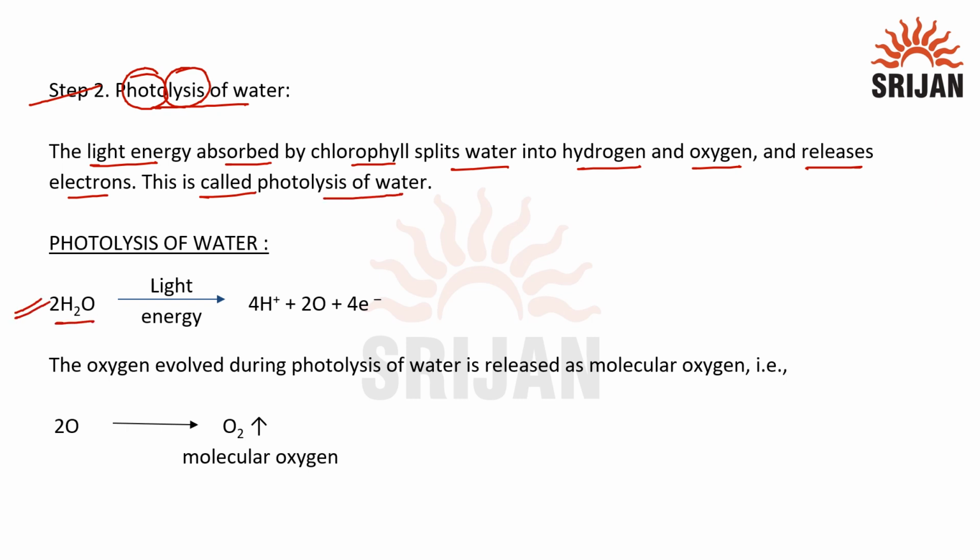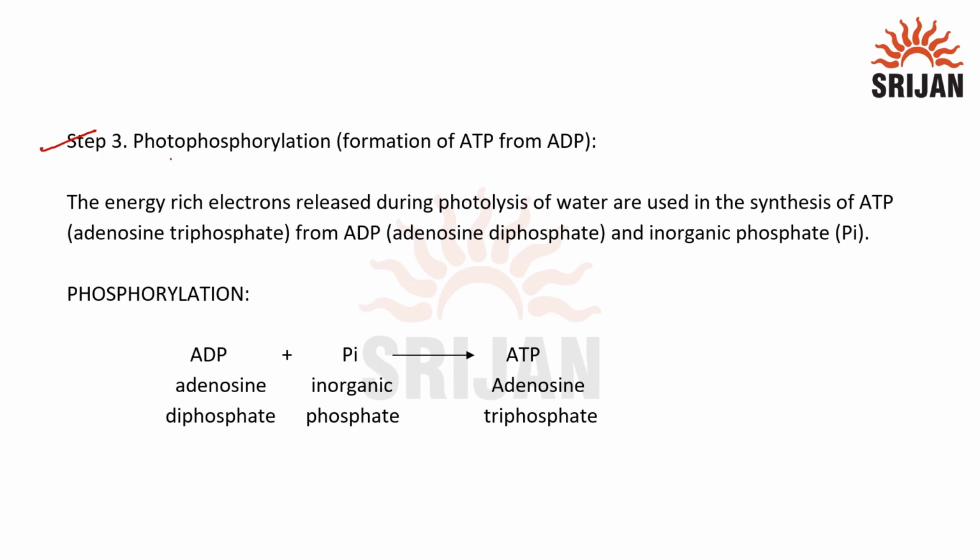Here we can observe the reaction. So here we have two water molecules and they are taking up the light energy and splitting into four hydrogen ions, two oxygen atoms and four electrons. The oxygen evolved during photolysis of water is released as molecular oxygen. So these two oxygen atoms are combining to form molecular oxygen and this is released out with the help of stomata.